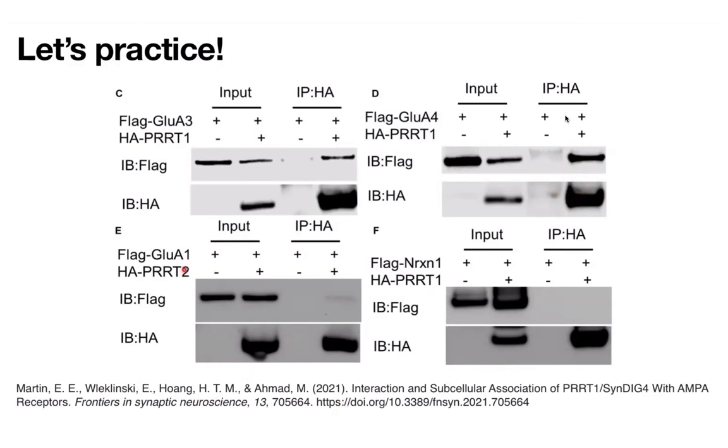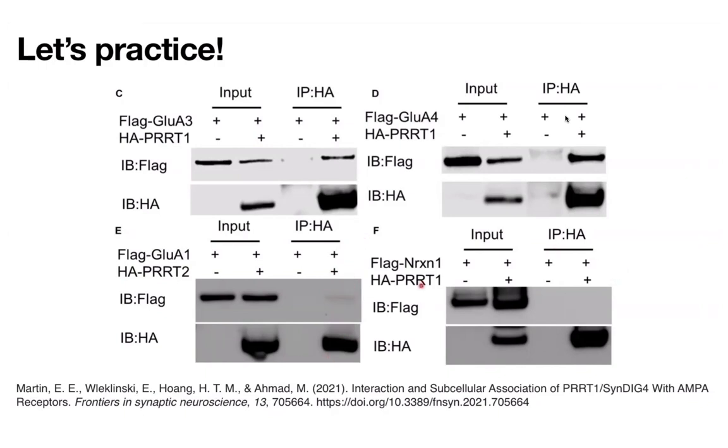Okay, what about this one though? This GluA1 with this PRRT2. So now we're looking at a different protein interacting. Do we see interaction here? Yeah, so basically there's a little tiny bit, but this interaction must not be nearly as strong. There might be a weak association, a weak interaction, but not nearly as much as in our other cases.